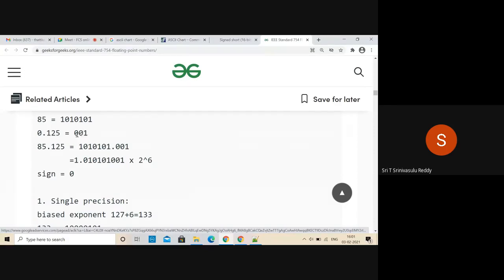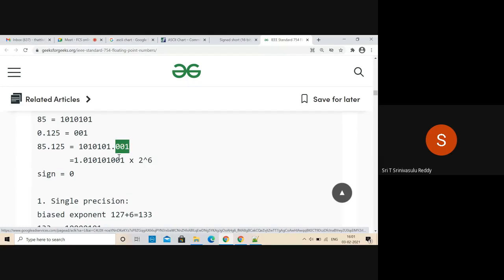This is because the first digit's weight is 1 by 2, this is 1 by 4, and this is 1 by 8. The weight keeps decreasing in that particular fashion. So 85.125 is represented in this particular form: 1010101.001.